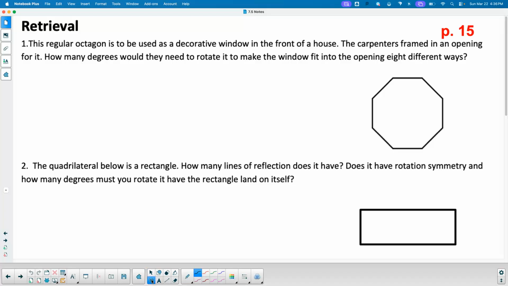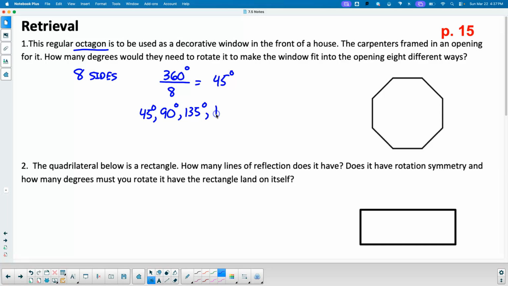Well, it's an octagon. That means it has 8 sides. So 360 degrees divided by 8 is going to be 45 degrees. So if they rotate that octagon 45 degrees, it would fit back in. If they rotated it 90 degrees, it would fit back in. If they rotated 135 degrees, it would fit back in.